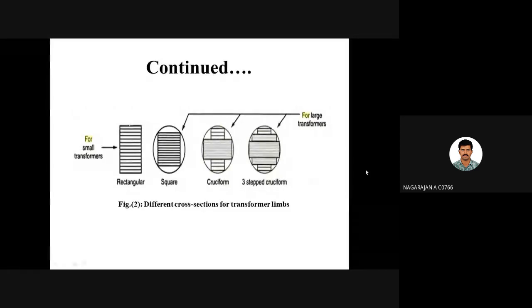The fourth one, the three-stepped cruciform structure. That is, it's almost looking like a circular structure. Okay. A transformer core, or any machine, will be providing better flux, a uniform flux, when it is round in structure. Okay, so this structure, three-stepped cruciform, is selected for higher rated transformers.